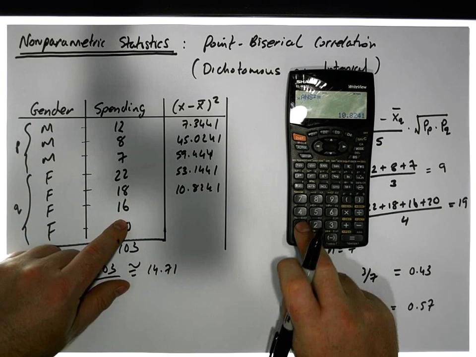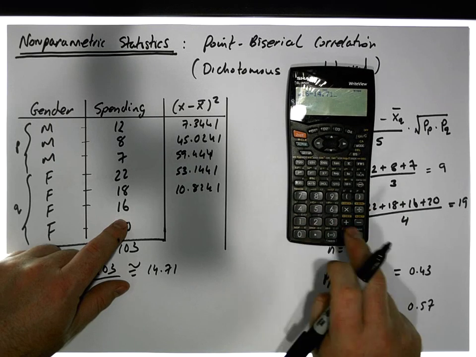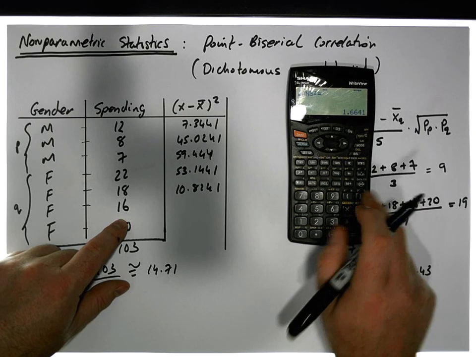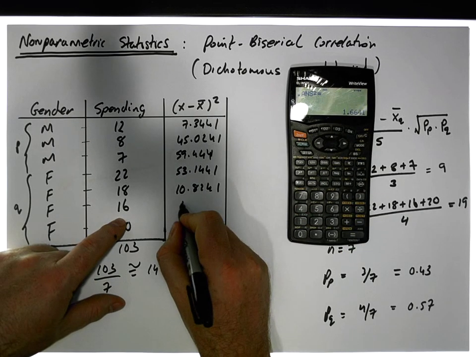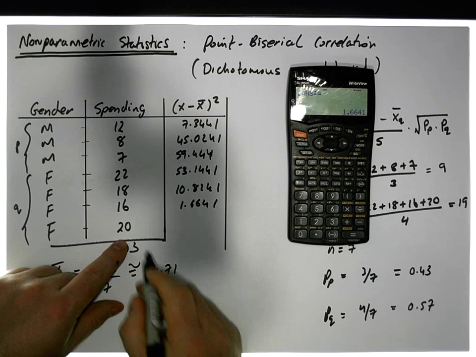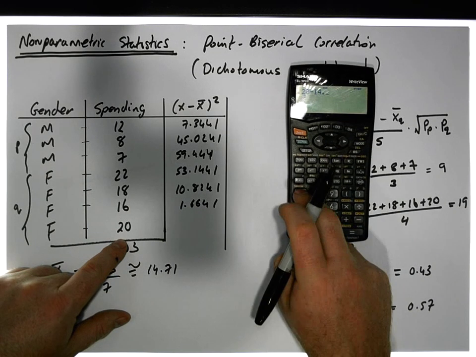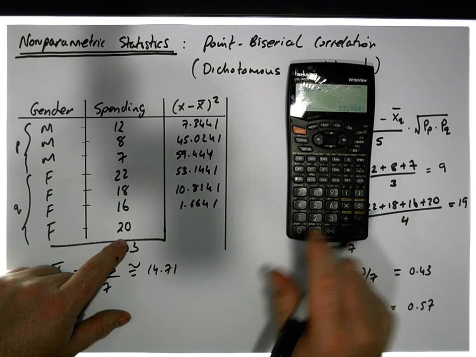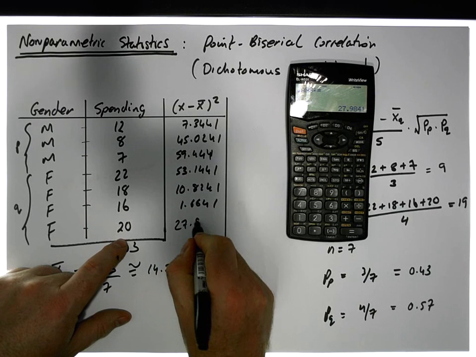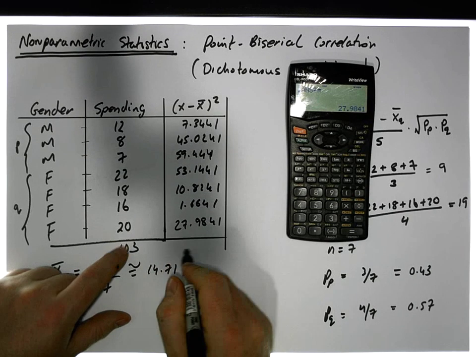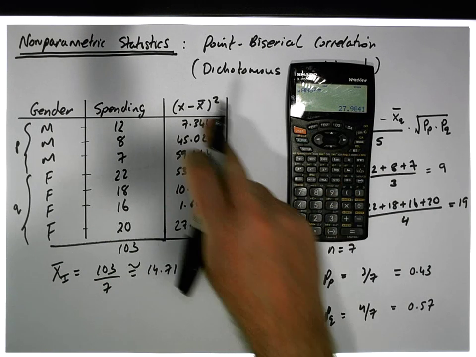10.8241. And we have 16 minus 14.71. When we square that, that gives us a value of 1.6641. And finally, we have 20 minus 14.71. When we square it, it gives us a value of 27.9841. And actually, let's sum up those values here because we need a sum of squares.